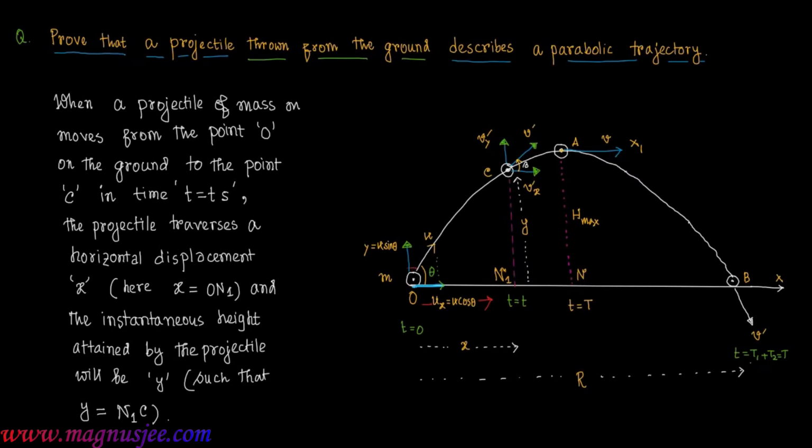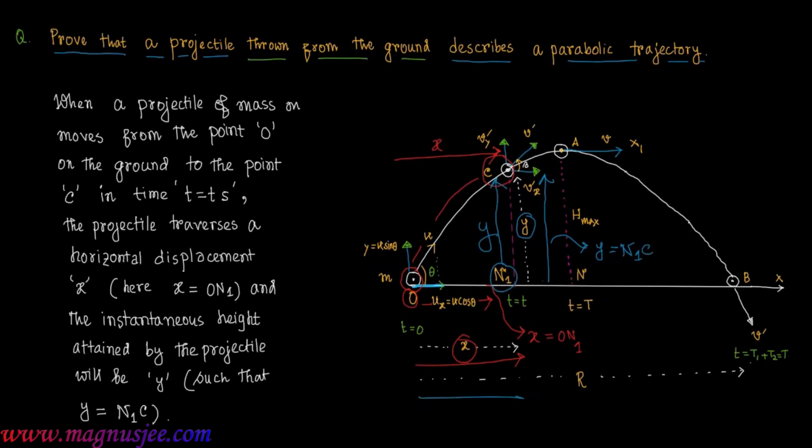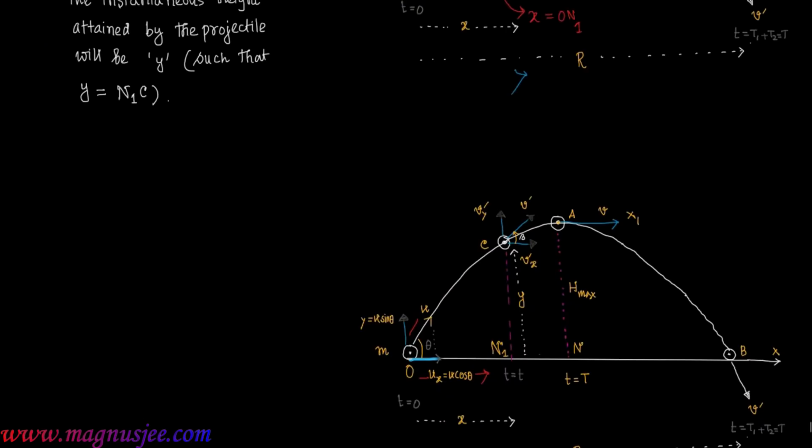When the projectile moves from the point O to C along the parabolic trajectory, the horizontal displacement of the projectile will be x such that this horizontal displacement x is equal to O n1, and at the point C, the vertical displacement of the projectile will be y such that n1 C is equal to y. Y is the vertical displacement which is measured vertically upward, and x is the horizontal displacement of the projectile at the point C.